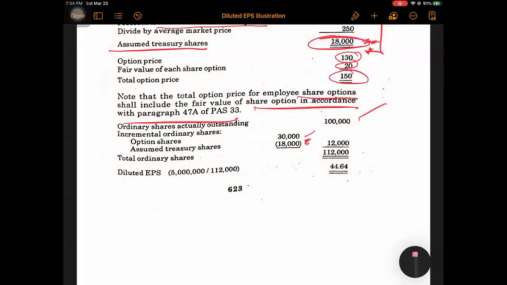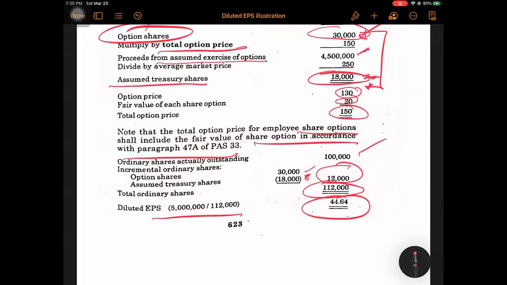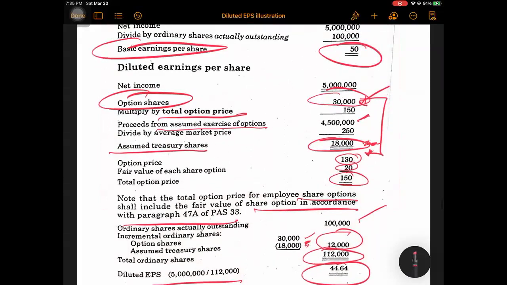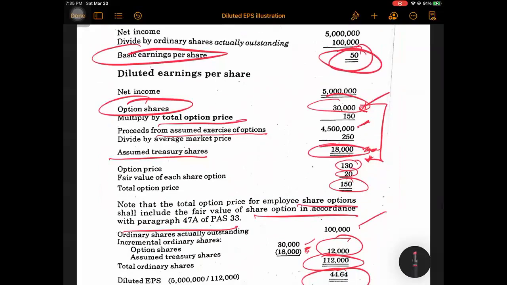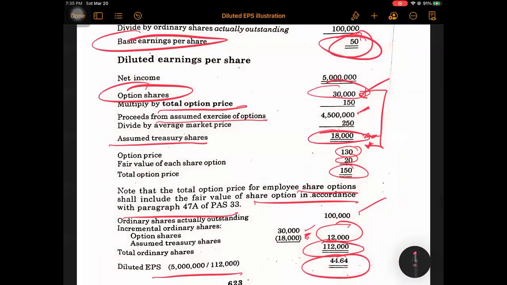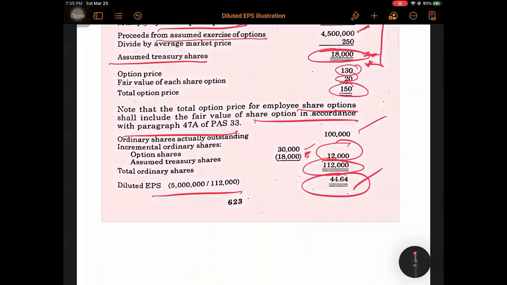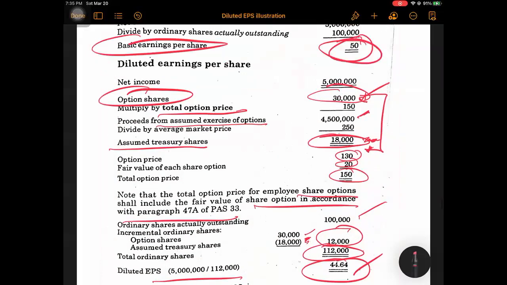This is the potential ordinary shares of 12,000 if i-exercise na sa employee ilang right or ilang option. Okay, so therefore, your total ordinary shares is 112,000. To compute for the diluted earnings per share, you have the net income divided by the total ordinary shares. So that's 44.64. Therefore, dilutive ba? So the answer is yes because 50 ang basic earnings per share, 44 ang diluted earnings per share. Pero sa sugod pa lang, kita naman siya nga dilutive, di ba? So that's 150, okay, 250.